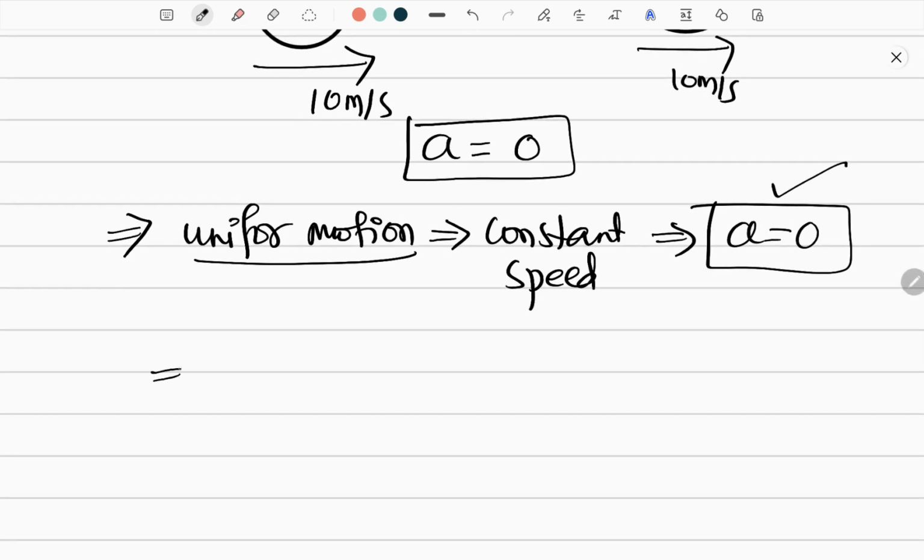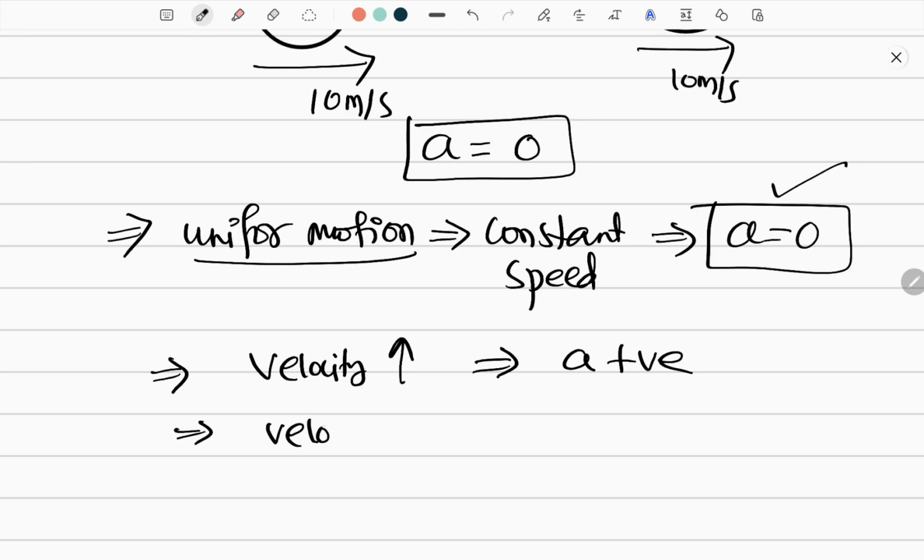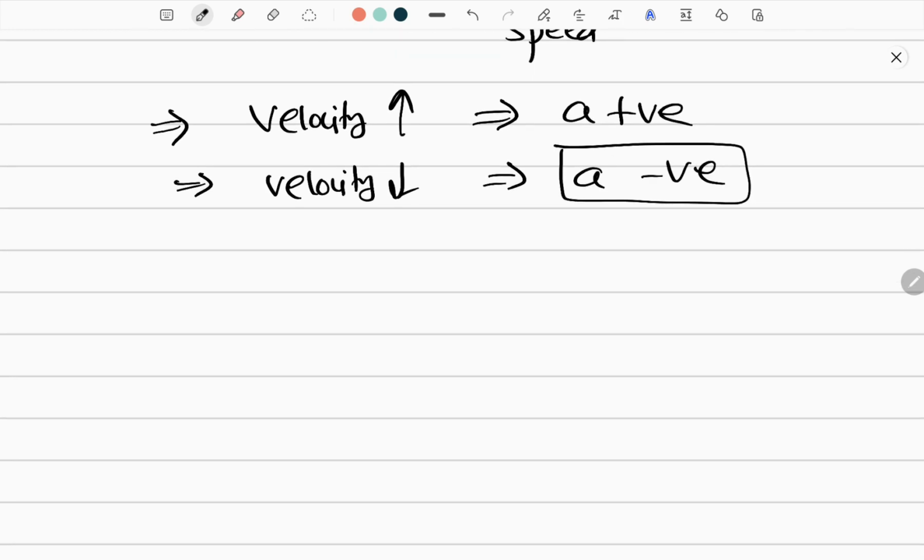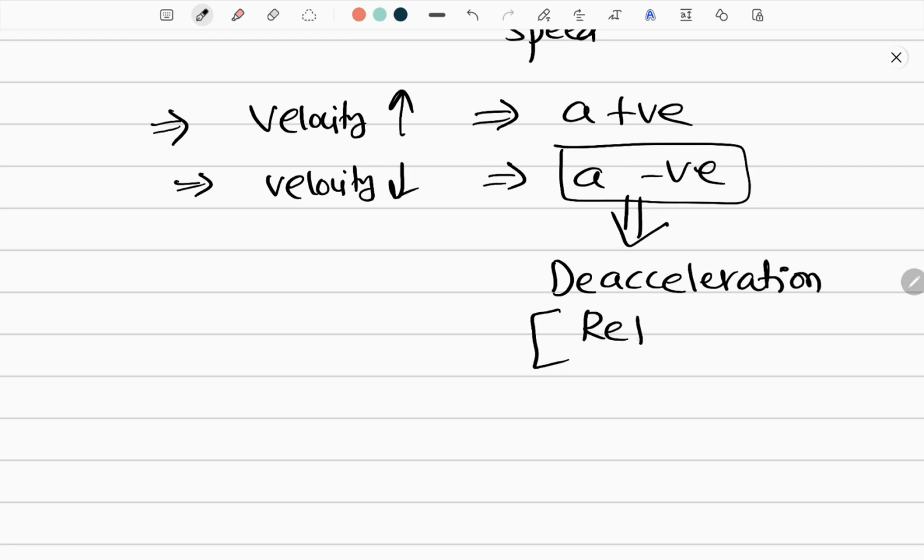All right, if velocity is increasing, the acceleration will be positive. If velocity is decreasing, acceleration is negative. This negative acceleration is also known as deceleration. What is the name for this? Deceleration, or this is also known as retardation. Retardation, both are the same words.